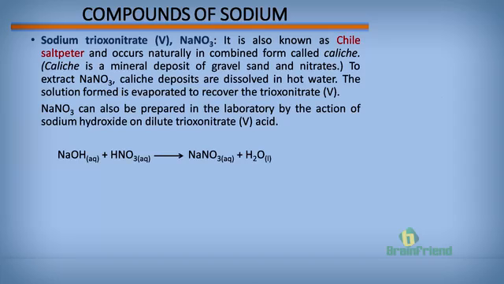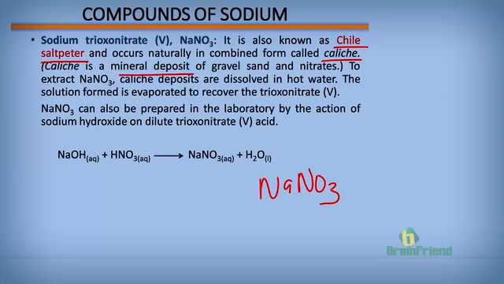The next compound we have is sodium trioxonitrate(V), and it has this formula. It is also known as Chile saltpeter, and it occurs naturally in combined form called caliche. Now, this caliche is what? A mineral deposit of gravel, sand, and nitrates.